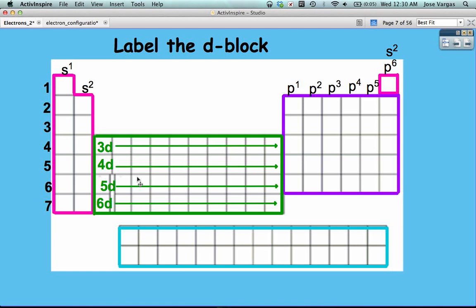Now the thing is that they're not going to follow the period. They're going to go one behind the period. So this is actually going to start with 3, in contrast to this one, which starts with 4. Then 4, 5. This one's going to start with 5, in contrast to this one, and so on.